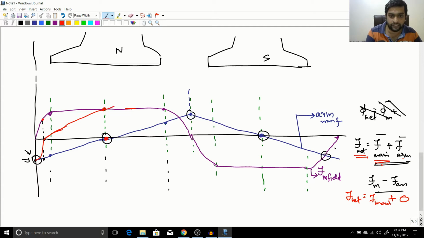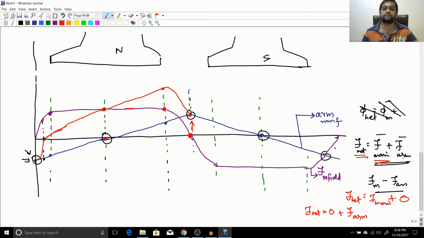So, it would gradually increase till this point here. And after this point, you can see the main field flux is decreasing. So, effectively, the net flux also has to decrease, right? And let us analyze this point now. At this point, the main field flux is 0, but the armature MMF has a particular value. Therefore, at that point, the phi net will be equal to 0 plus phi of armature. So the net flux would gradually decrease and it would come to this particular point here.